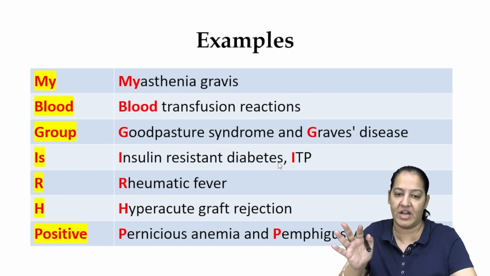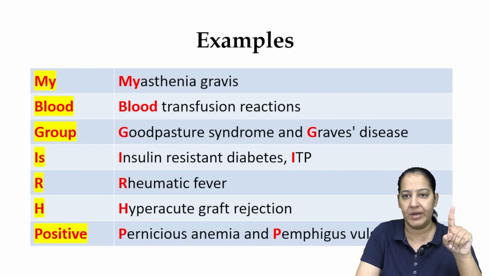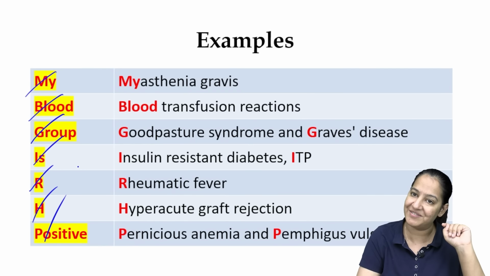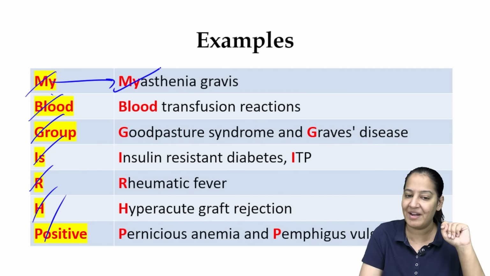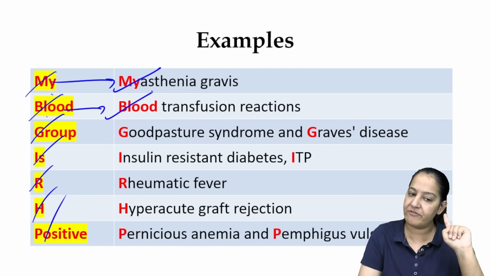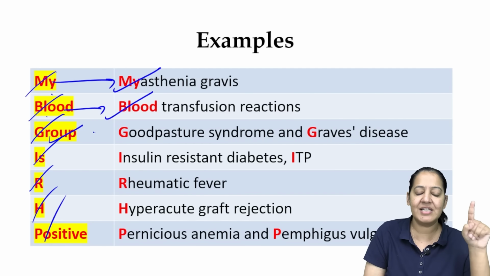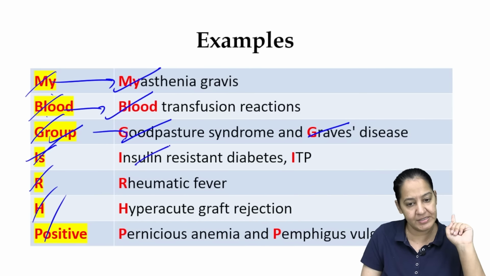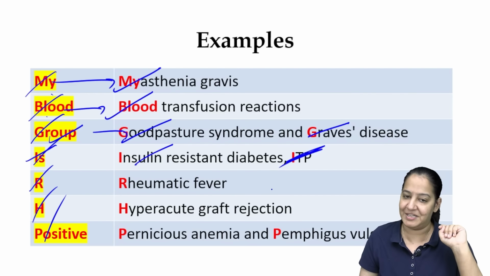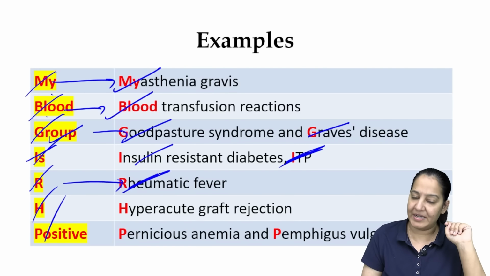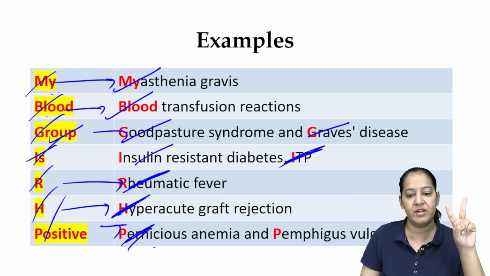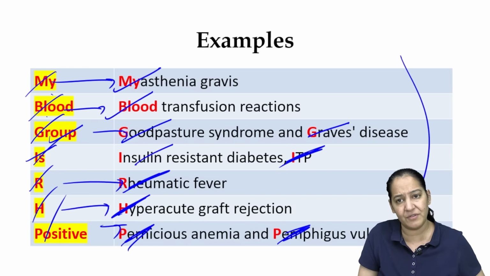Coming on the examples of type 2. For examples, I am having a mnemonic. The mnemonic is my blood group is Rh positive. M stands for myasthenia gravis. B stands for blood transfusion reaction. G stands for Goodpasture syndrome and Graves' disease. I stands for insulin resistant diabetes and ITP. R stands for rheumatic fever. H for hyperacute graft rejection, and P for two things, pernicious anemia and pemphigus vulgaris. So learn the full form.